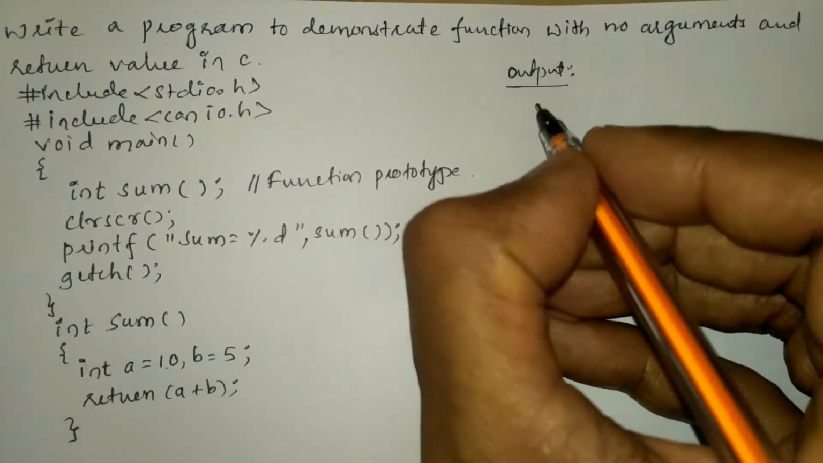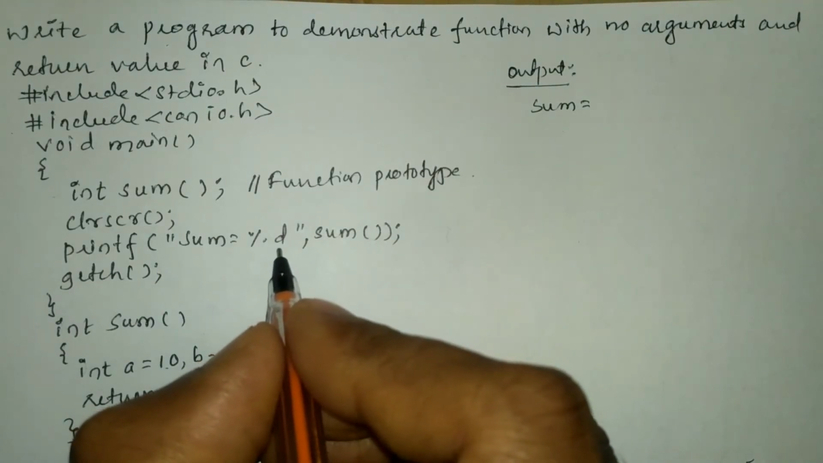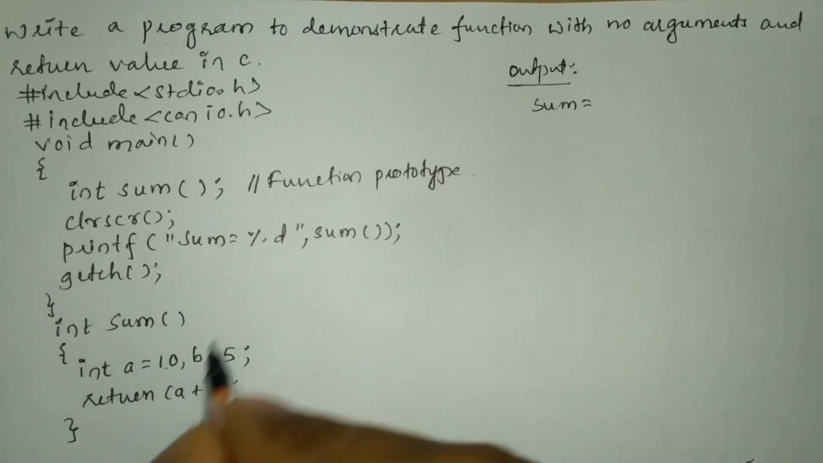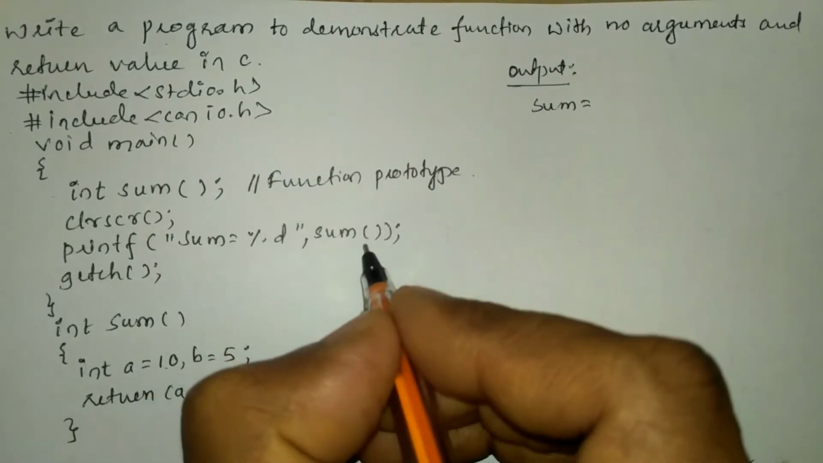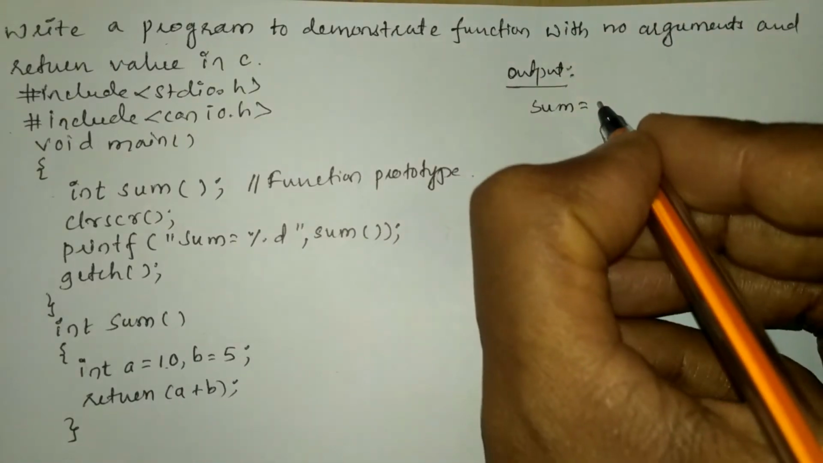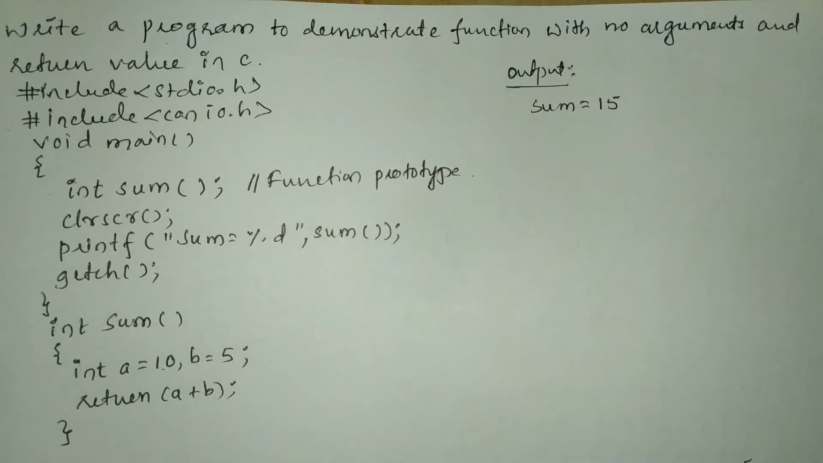So it is going to print sum is equal to this %d format specifier is associated with the function called sum. So function call is returning value 15 after performing addition of 10 plus 5. So sum is equal to 15 will be printed. So let us run this program.